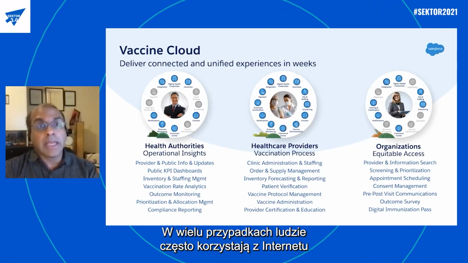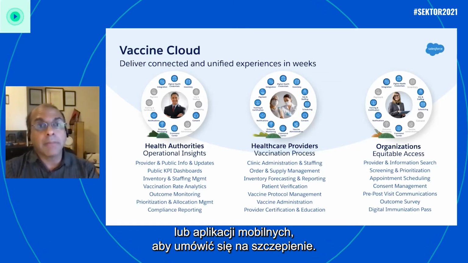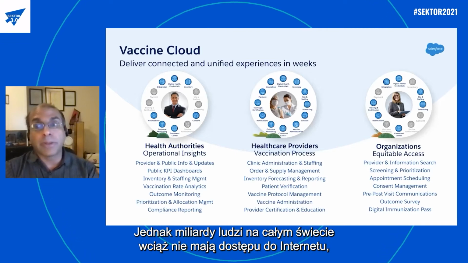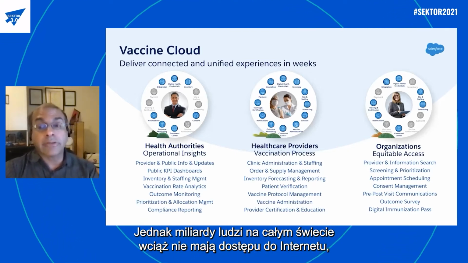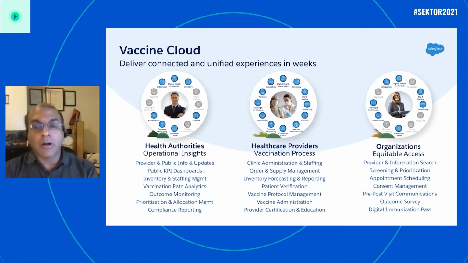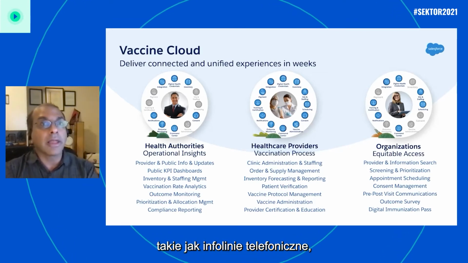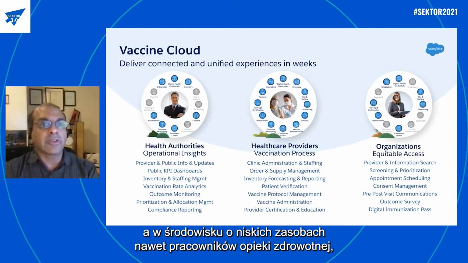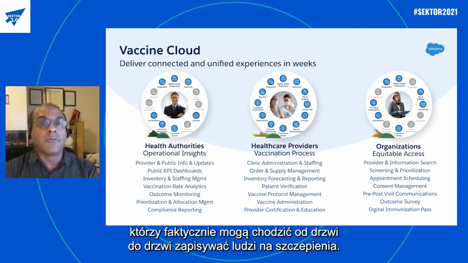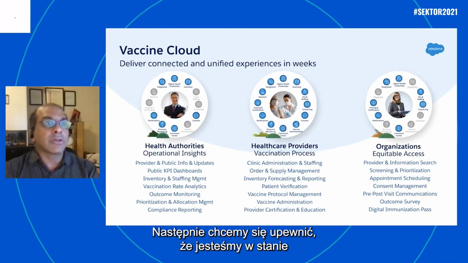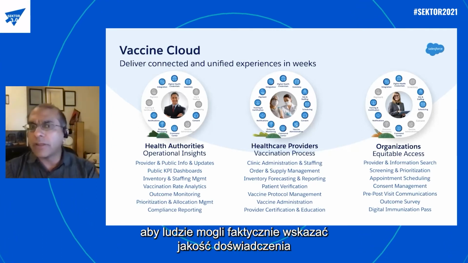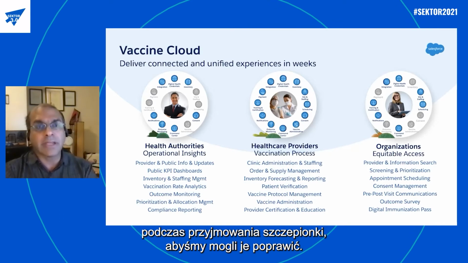So in many cases, people will often go to the web or to an app to schedule their vaccinations. But for many, many people around the world, and in fact, 4 billion people around the world still have no internet access, it's really important that other mechanisms to schedule people are provided for. So this could be things like telephone hotlines, or even in low resource environments, community healthcare workers who can actually go door to door in communities and recruit people for vaccination. And then we want to make sure that we are able to send outcome surveys so that people can indicate what the quality of their vaccination experience was, so that we can improve the vaccination experience.